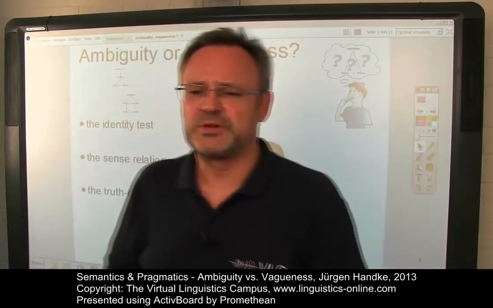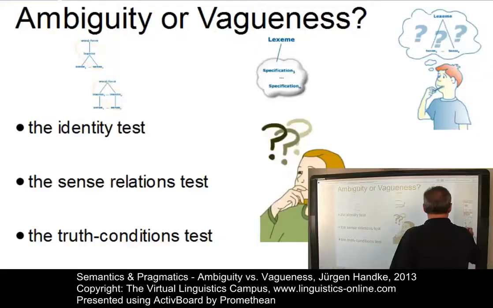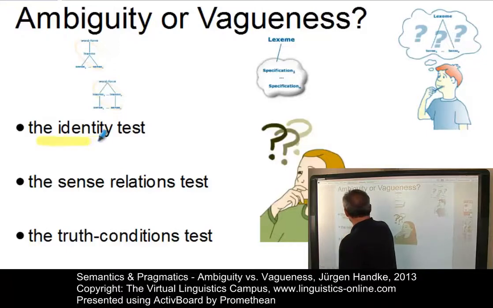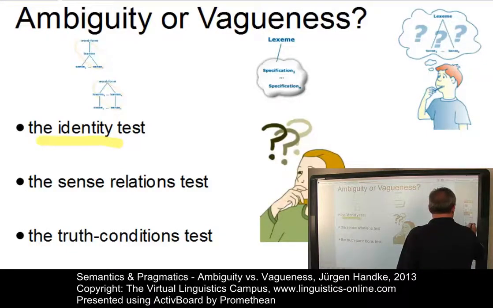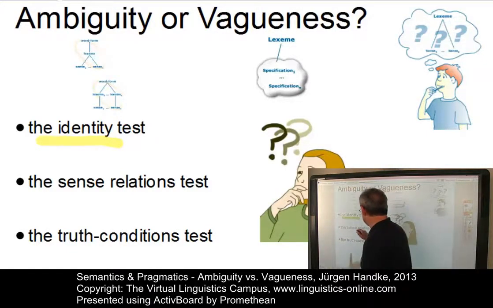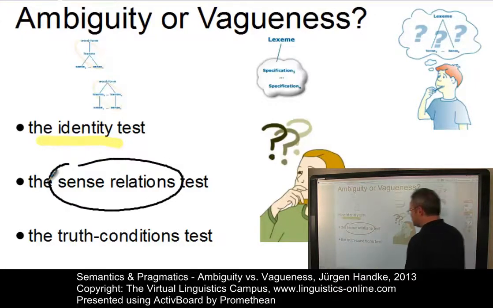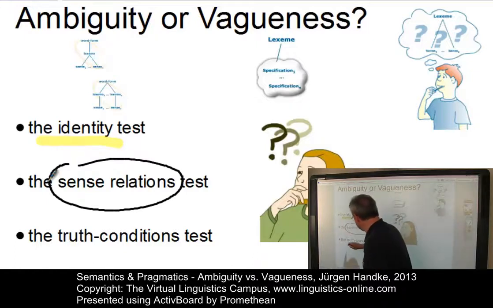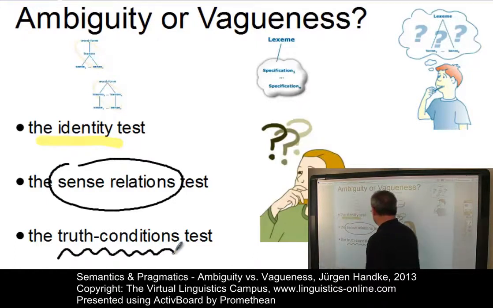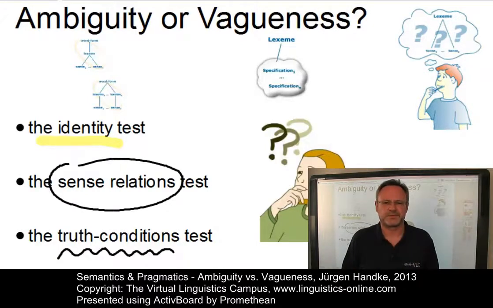The following tests will be discussed in this e-lecture. We will first look at the identity test. We will then deal with tests that involve sense relations, and will last but not least discuss a test that discusses the truth conditions that are involved in the examples in question. But before we apply any of these tests, let us quickly repeat the central ambiguity and vagueness types in order to distinguish them later.